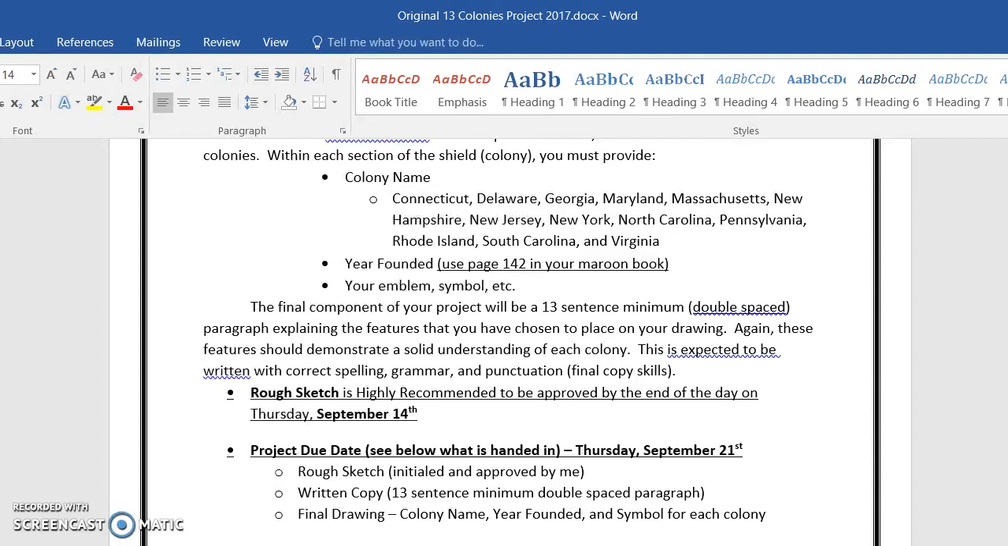Okay? And then the last part is your final drawing. And in that final drawing, when it's divided out, you're going to have the colony name inside each section. Again, see above under colony name on the sheet that I'm talking about to spell them correctly. The year founded. Again, see above, it'll be on page 142 in that packet that you're getting for the 5 sections in chapter 5, and then the symbol for each colony. So those are the 3 things you'll need.